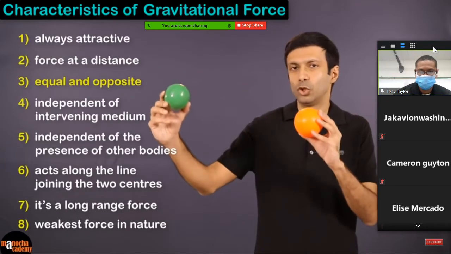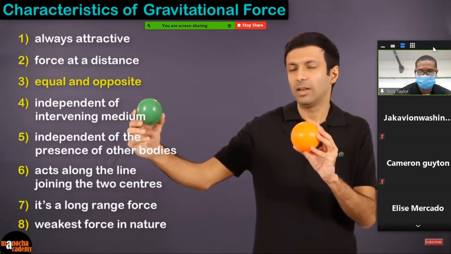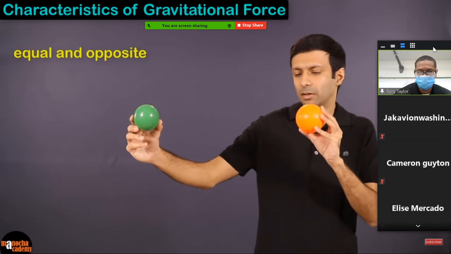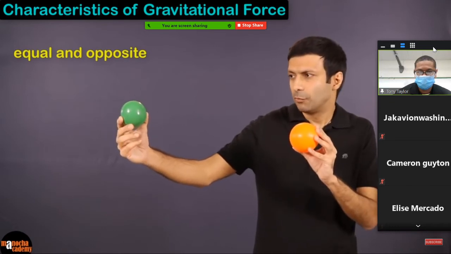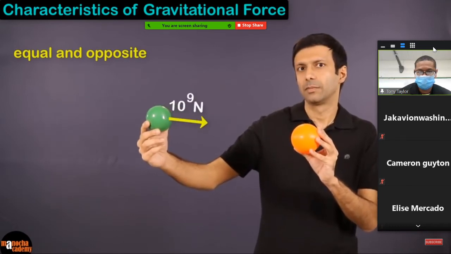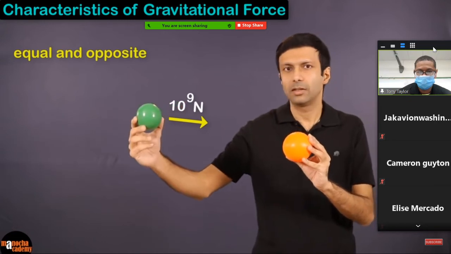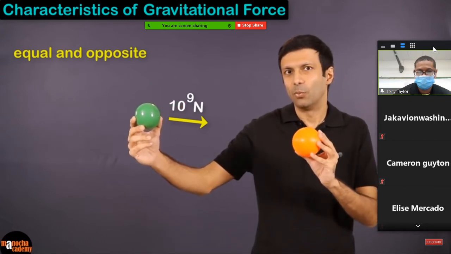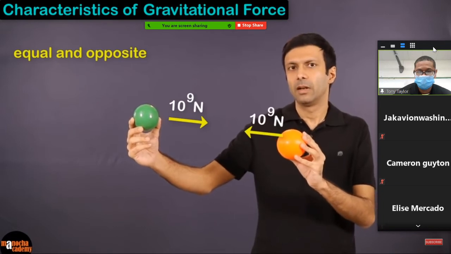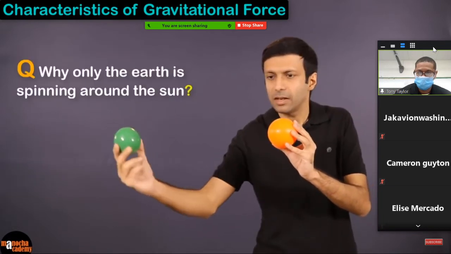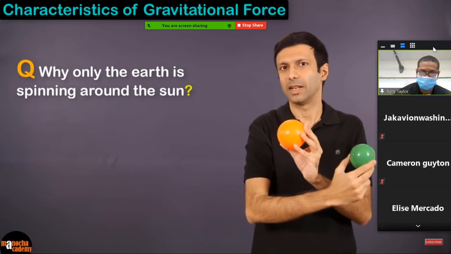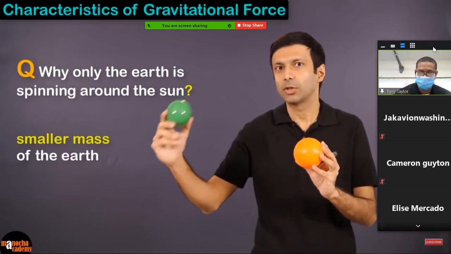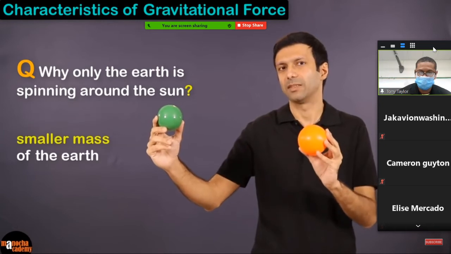3. The two forces are equal and opposite. So let's say, for example, the sun pulls the earth with a force of 1 billion Newton. So what is the force of the earth on the sun? That's right, it's going to be 1 billion Newton. But then the question is, why is the earth only spinning around the sun? It's because of the smaller mass of the earth compared to the sun.